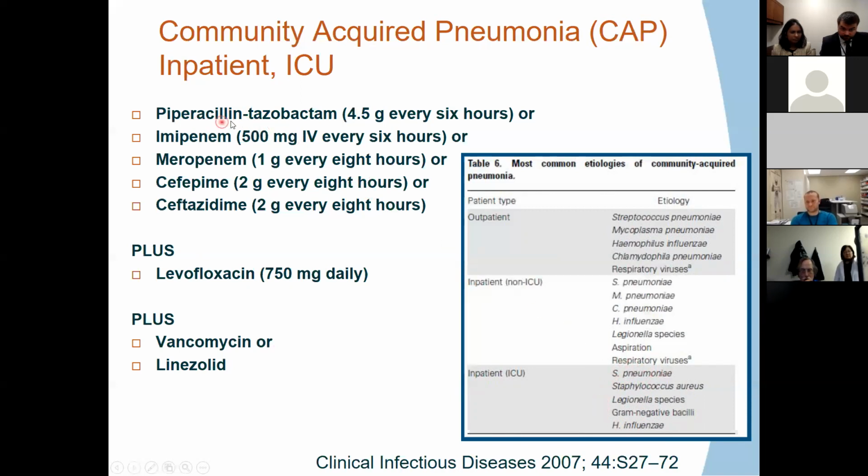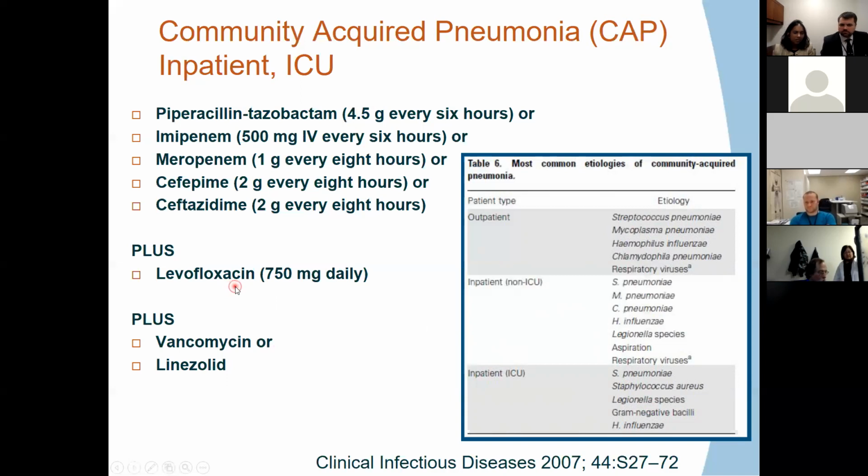So we have piptazo plus levofloxacin plus vancomycin or linezolid. Here, with the levofloxacin, you might say, oh, well, we already have Zosyn. Why are we giving levofloxacin? In this situation, it's to cover for Legionella. So if you do a Legionella urine antigen and it comes back negative, and you say, I don't think this patient has Legionella, then you can stop levofloxacin.